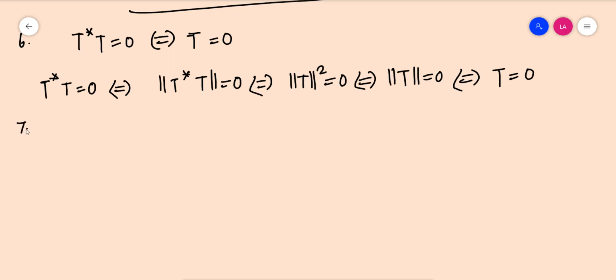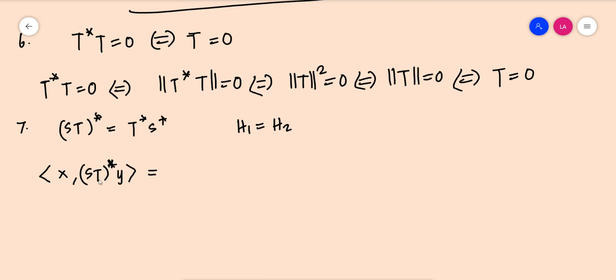Now moving on to the last property. Last property is (ST) whole star should be equal to T star S star, here assuming that H1 should be equal to H2. Okay, ST can be defined if and only if H1 should be equal to H2. Okay, so in order to prove this, consider inner product x, (ST) whole star y. (ST) whole star is the Hilbert adjoint operator of ST.